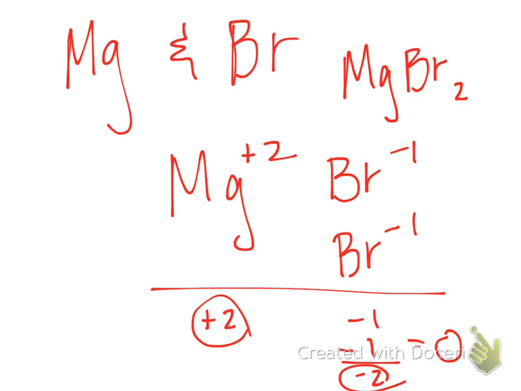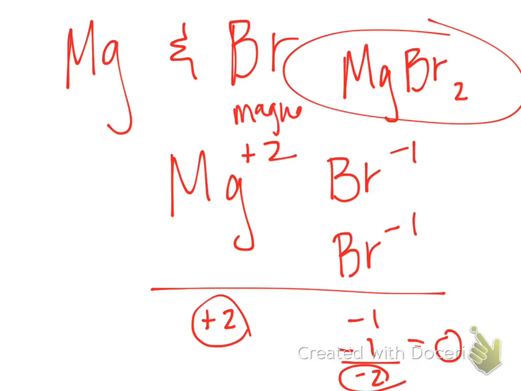MgBr2. If there's a 1 that goes here, I only need 1 magnesium, so I leave that off. You don't have to include that 1. By having no subscript, that tells us there's a 1 there. So MgBr2 is our final compound, and the written name for that is just magnesium bromide. That's it. The written name for these compounds is really easy. It's just the cation name and then the anion name.